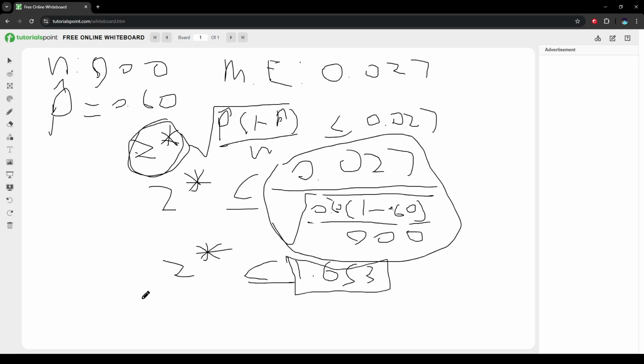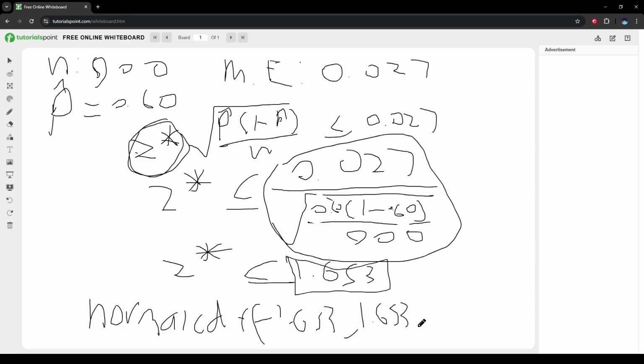So let me write it here. You use the normal CDF function, because whenever you're given these kinds of problems, ask yourself: are you trying to calculate an area or a value for a normal distribution? If it's a value, you use inverse norm. If it's an area, you use normal CDF. The lower will be negative 1.653, the upper will be positive 1.653, the mean is 0, and the standard deviation is 1.